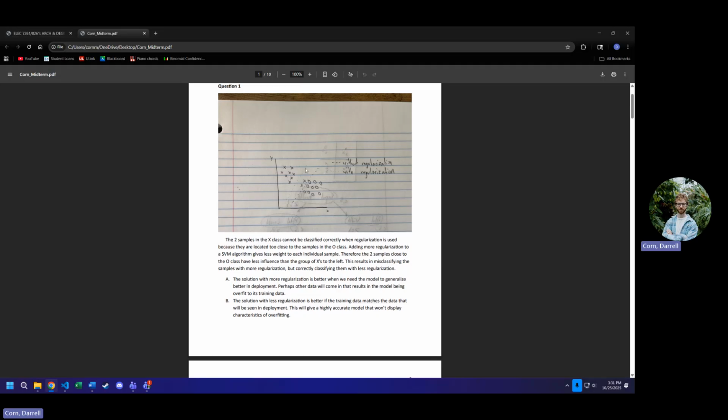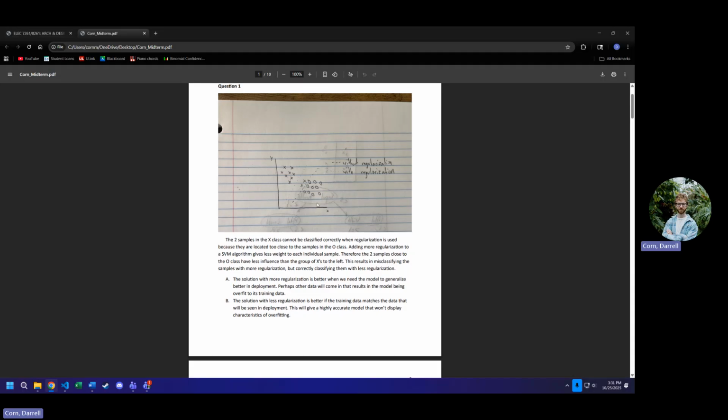They look kind of similar. My apologies, I'm just now realizing that. This dotted line is with more regularization because it's a wider margin between these samples. But it's going to misclassify these two X samples here.